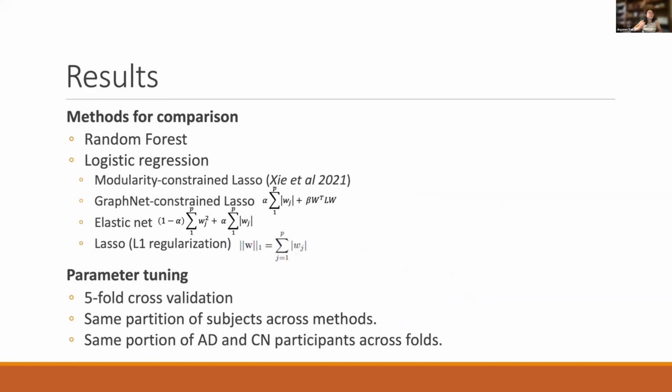We benchmark our method with several other methods like random forest and other logistic regression-based models using different penalty terms: the modularity constraint lasso, graph net constraint lasso, elastic net, and lasso. These are methods that can perform both prediction and feature selection, which is why we selected them. All of them go through the same process of parameter tuning, 5-fold cross-validation, the same partition of subjects across methods, and the same proportion of Hauser-Hammer and control participants across different folds.